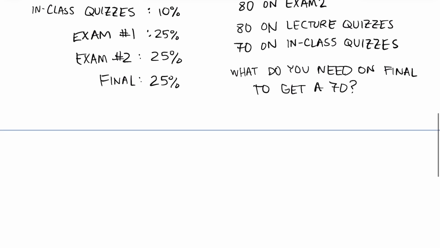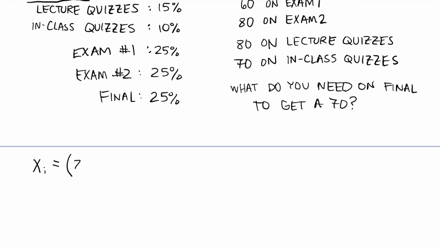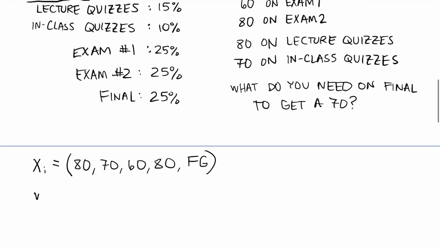Okay, so for this example, we have a set of grades that are, let's do them in order as we've listed them on the left there. So we've got an 80 on the lecture quizzes, 70 on the in-class quizzes, 60 on exam 1, 80 on exam 2, and then we have some final grade that we're solving for. And our weight factors, those are the wi's. We've got 15% for the lecture quizzes, 10% for the in-class quizzes, and then 25 for each of the exams.